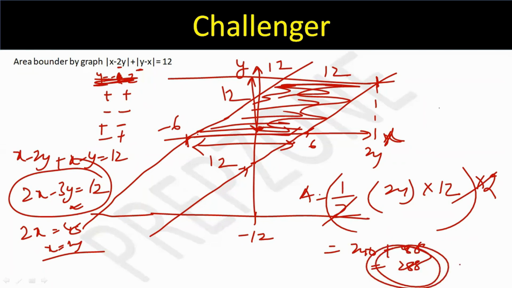Ina, what was your mistake? I applied half into, I mean I applied the wrong formula actually. Okay. Half into 24 into 12 I applied, but I didn't do the double actually. Okay, the graph was correct?